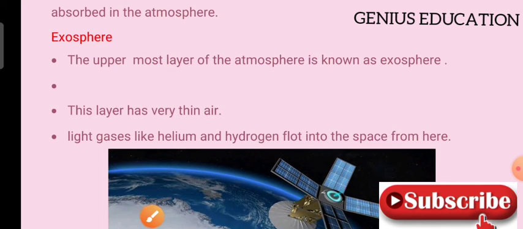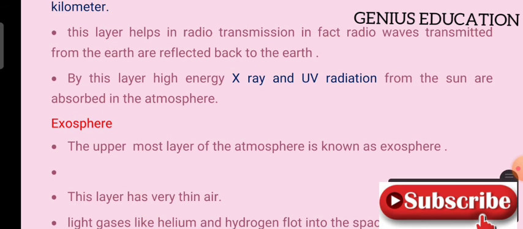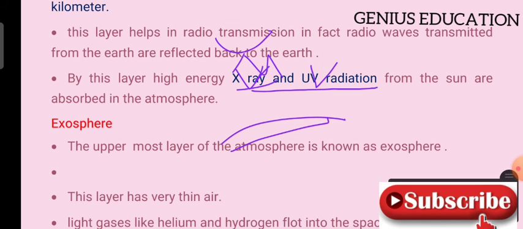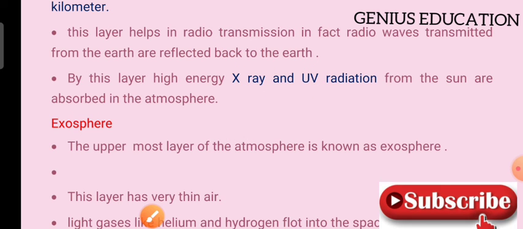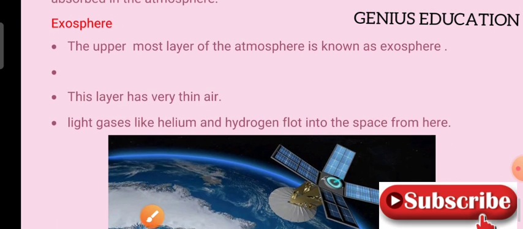Even different rays which come from the sun, known as X-rays and UV radiations, are prevalent in this layer. अगर एक्सरे और अल्ट्रा वायलेंट रेडिएशन सन से आ रहे हैं तो वो इस जो लेयर है ना, इस लेयर से रिफ्लेक्ट हो जाते हैं, बैक हो जाते हैं, अर्थ में इंटर नहीं कर सकते हैं.